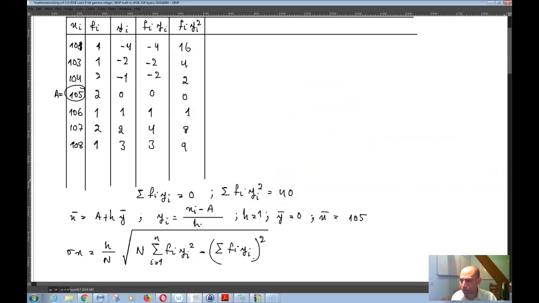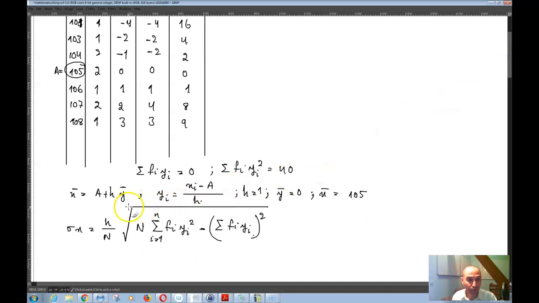So what that means is that I can write sigma of x is equal to h, which we took as 1, and n was basically equal to sigma f of i. Sigma f of i was equal to, what happened to sigma f of i?